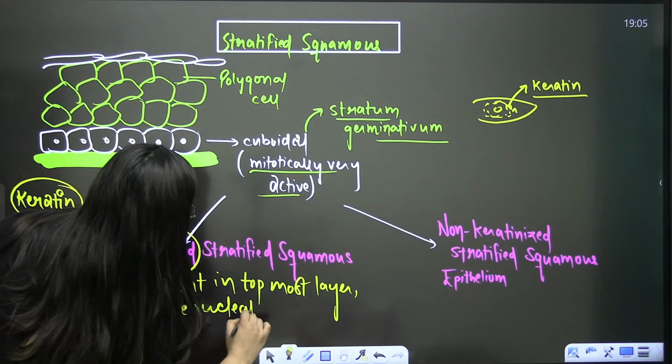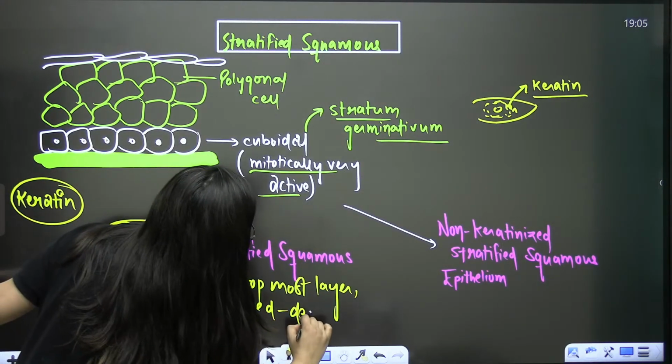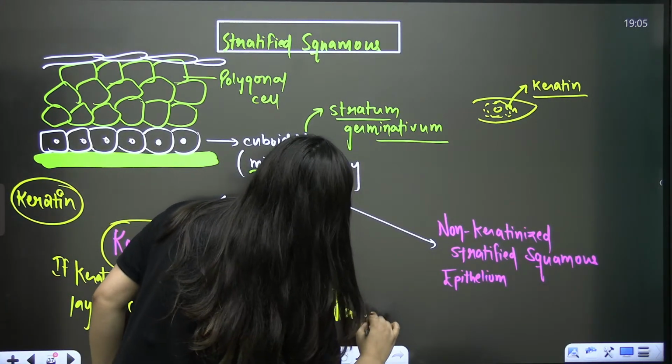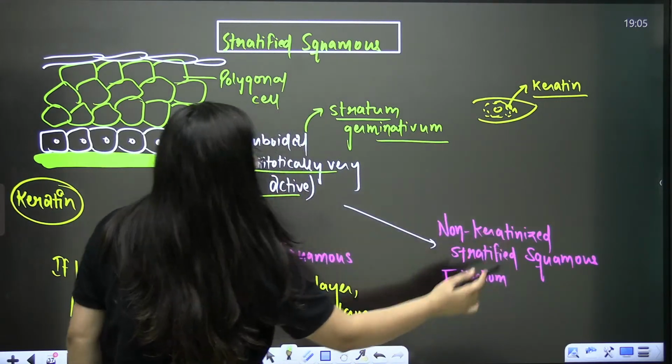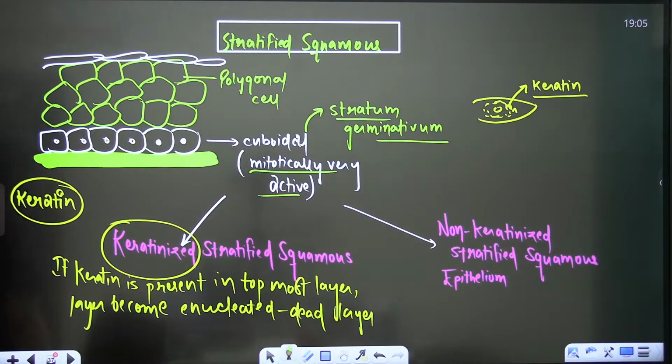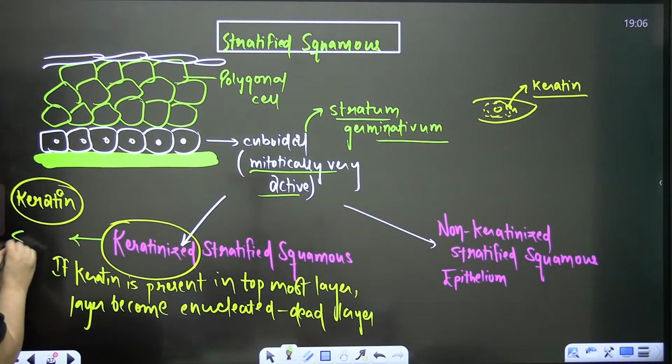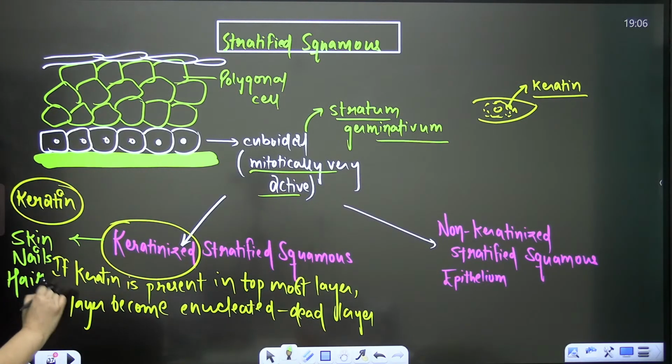It is actually the dead layer. So yes, in the case of skin, you will see this. Fine. So you will see it in the case of your skin. So skin is the example. Our nails, you know, nails, keratin protein is there in the nails. They are the examples. Clear, bache? Done?